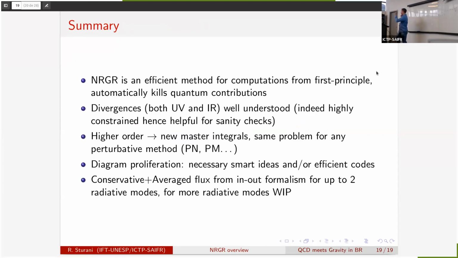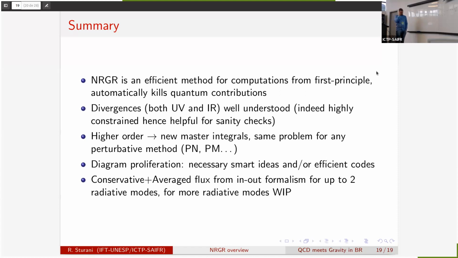Okay, and this is the summary, pretty much on time. So this is an efficient method. It's not the only method, it's one method, not the many methods. So the velocities are completely under control and well understood. Going to higher order, the main bottleneck is master integrals. Actually, not only that, the number of diagrams explodes exponentially, but you can think that with the computer you can handle that. Then the real principal problem is higher master integrals.